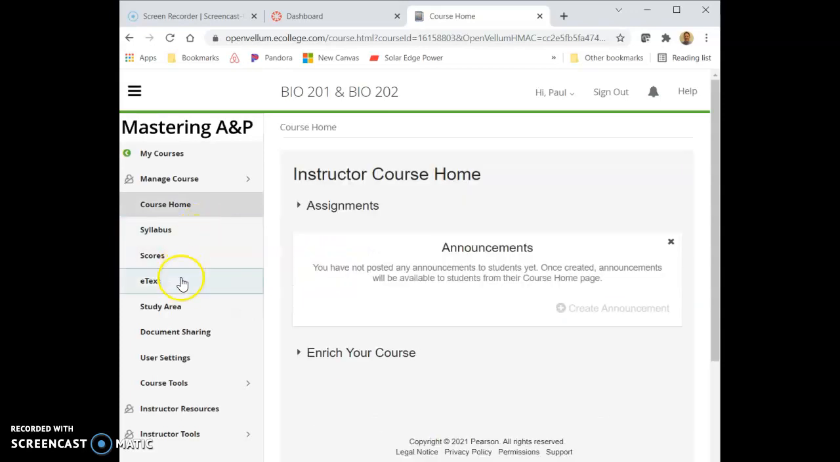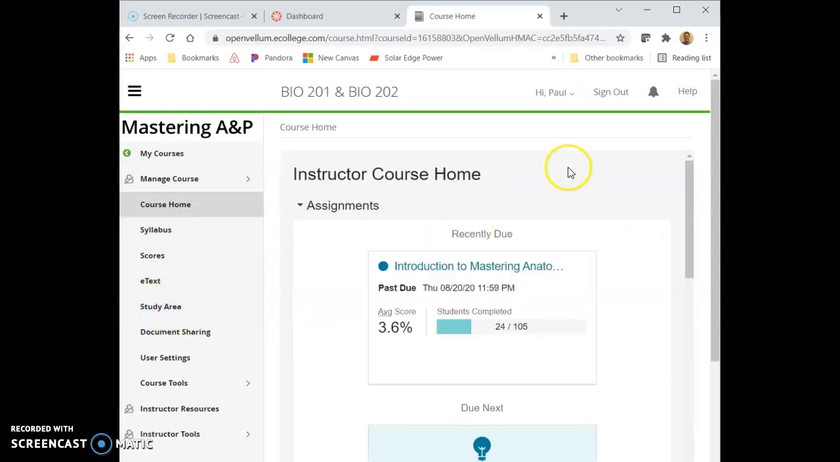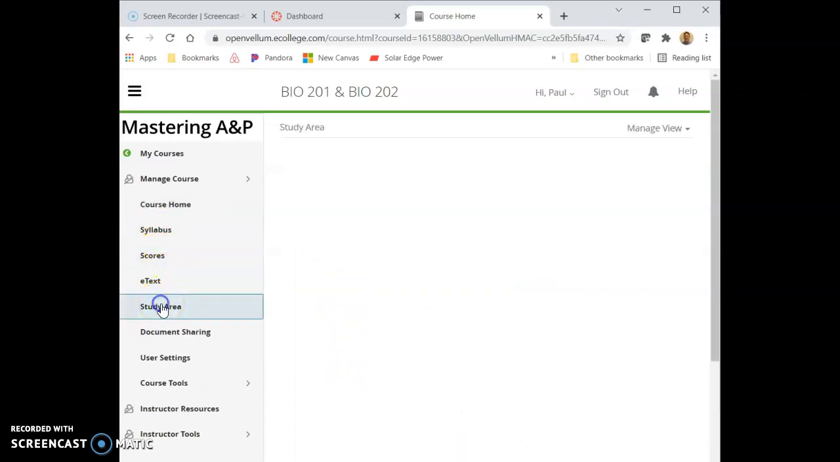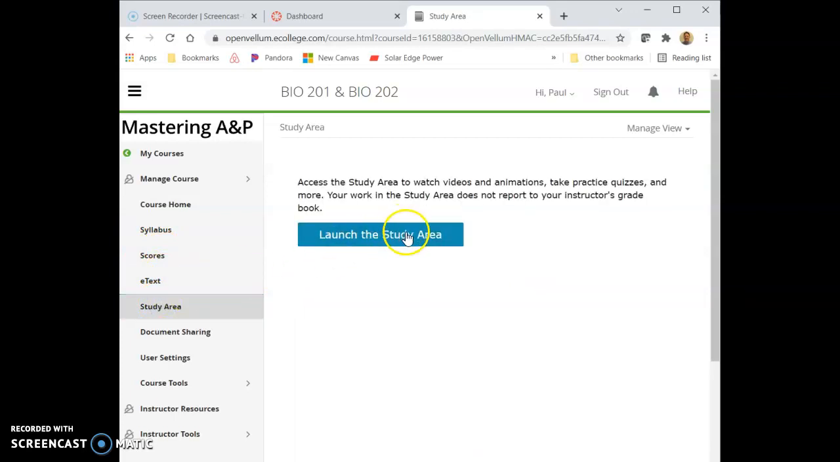Then almost everything we do starts in the study area here. Don't worry about any of this stuff. I don't give you assignments on here because we have Canvas. This is meant for instructors that don't have Canvas. We do. So you go to the study area, and you'd think you'd be there, but it does ask you to launch the study area. So just hit that.